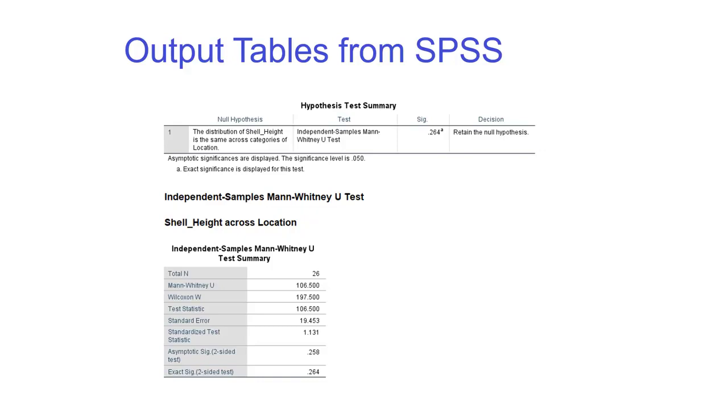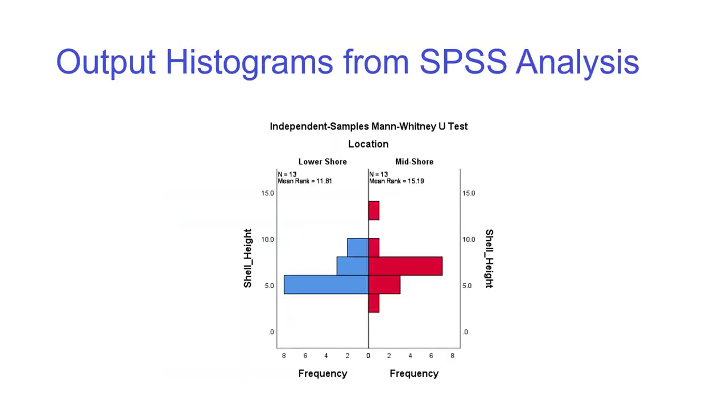As well as that, it gives some histograms showing you the spread of the data at the lower shore and the mid-shore, and here, unsurprisingly, the 2 histograms overlap with each other quite clearly, so there's no difference between the height of the shells in the lower shore and the mid-shore.